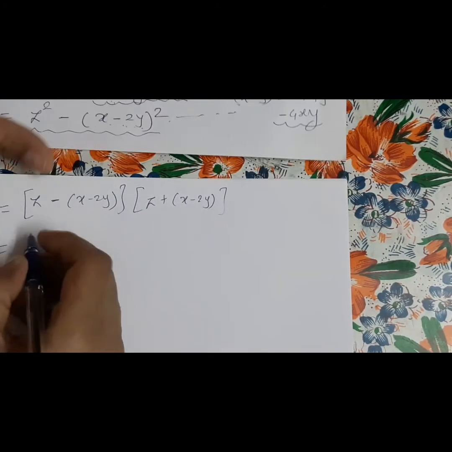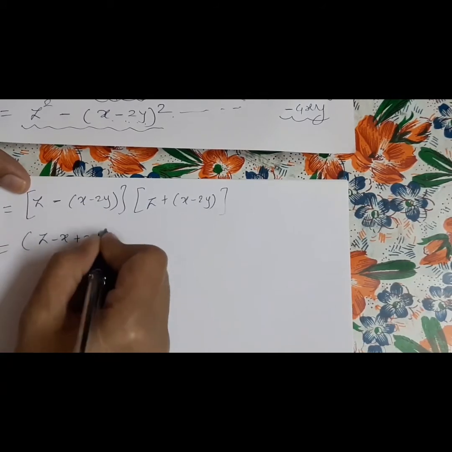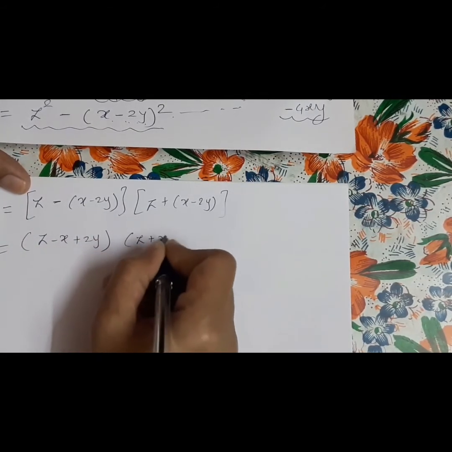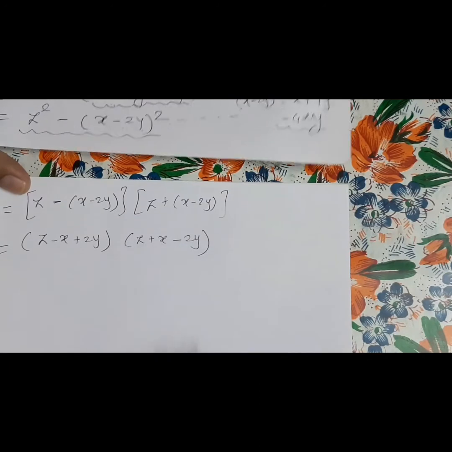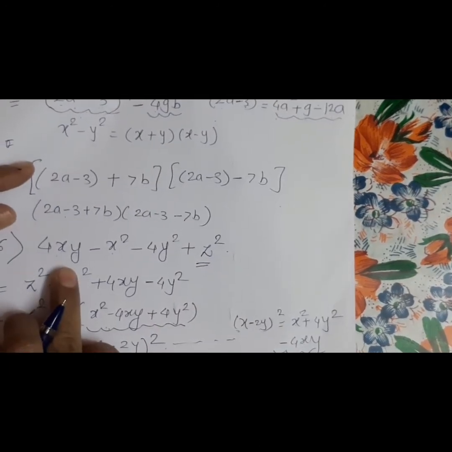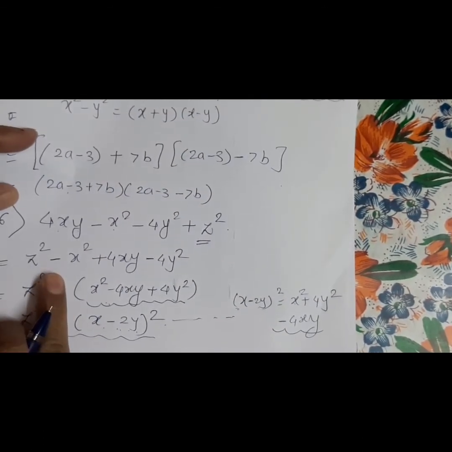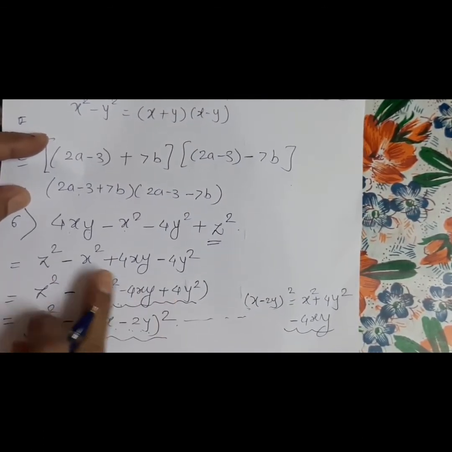Okay, so now you just have to simplify. It is z minus x plus 2y and z plus x minus 2y. So these are the two factors of the given algebraic expression. Okay, so very easy. First you just have to rearrange the terms.